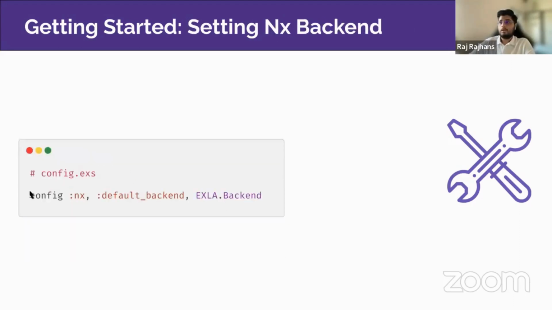Okay. Next, as discussed before, we'll set the Nx backend to XLA. This will help speed up tensor operations. Adding this line in your config.exs file will set the default Nx backend to XLA.